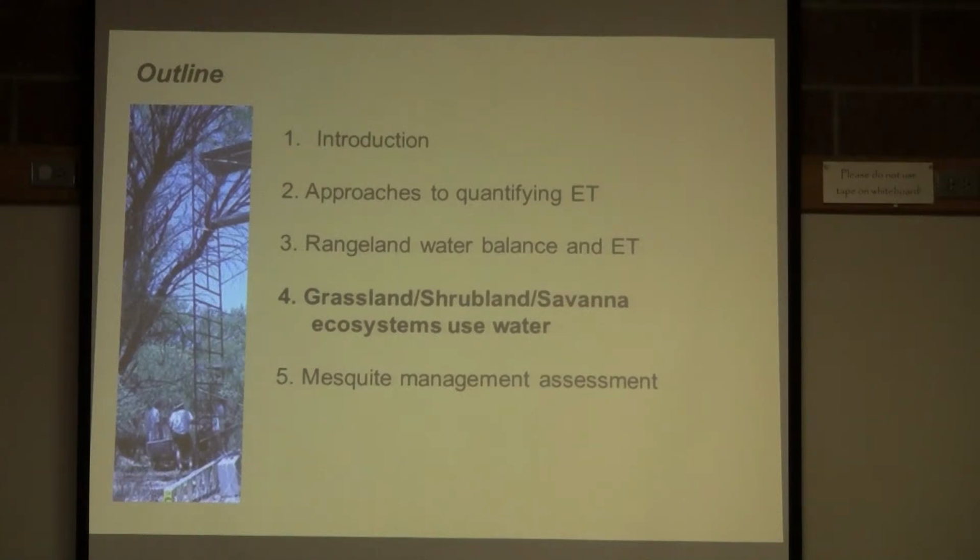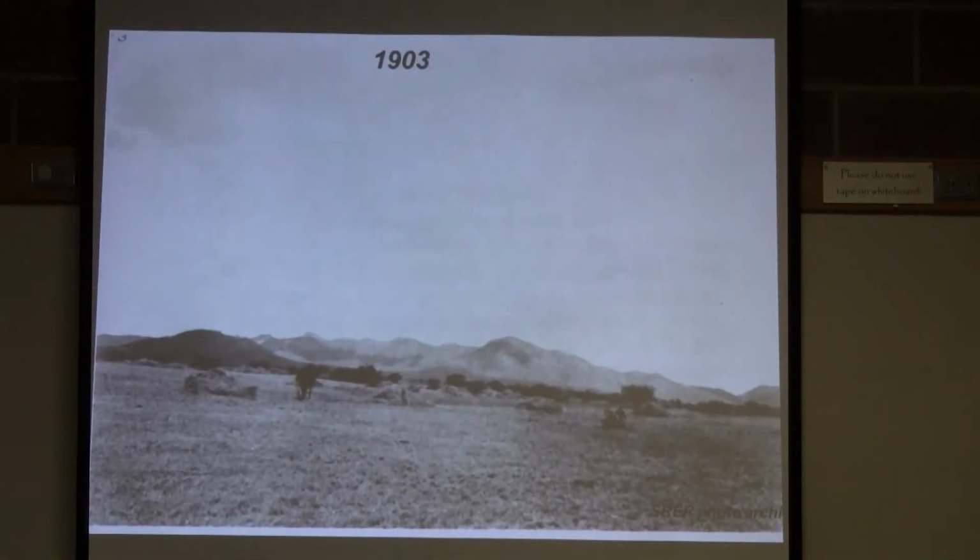So now I'm going to give you some examples of grassland, shrubland, savanna ecosystem water use. This is a picture from the Santa Rita Experimental Range, 1903, from their photo archive. You guys have all probably seen this picture. I'm preaching to the choir, I'm sure. But anyway, they're actually raking grass here for cattle in this picture.